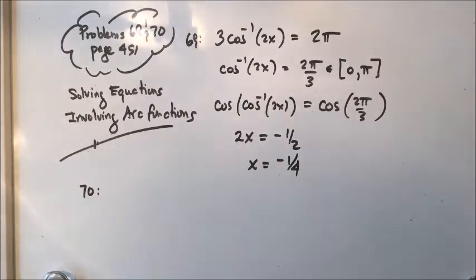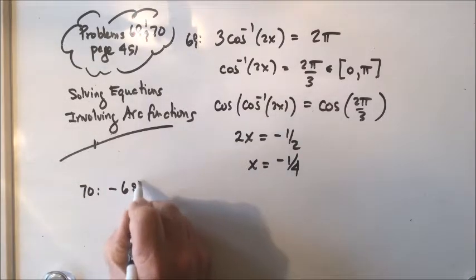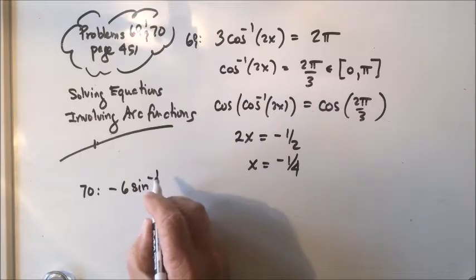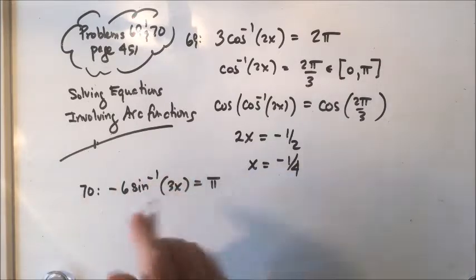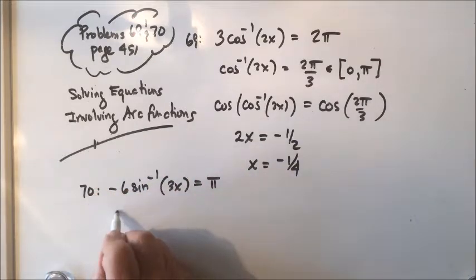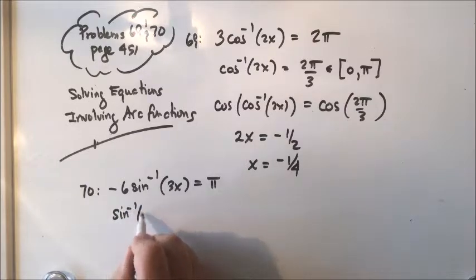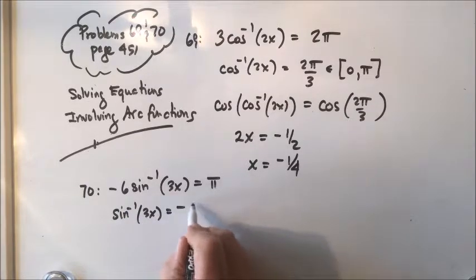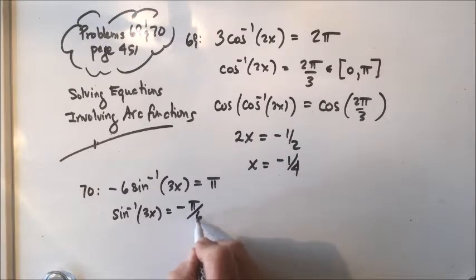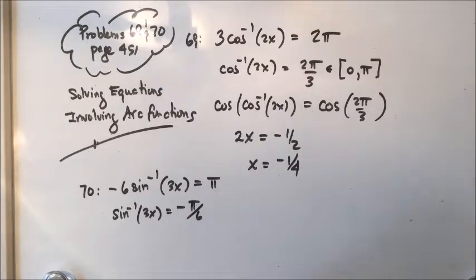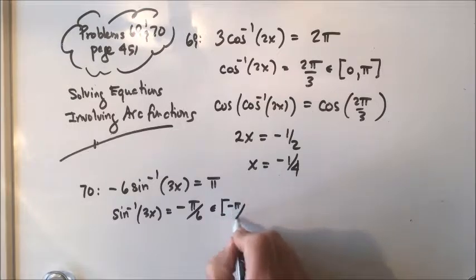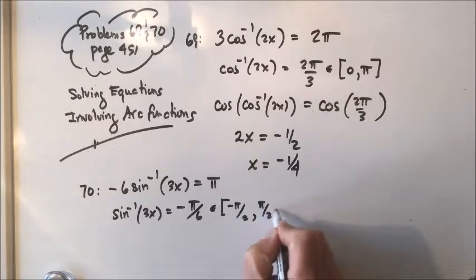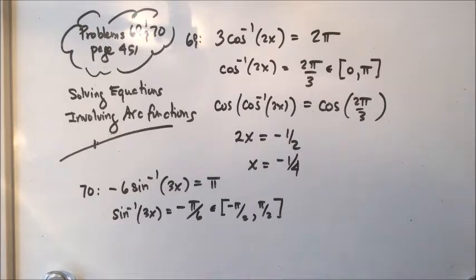Same type of problem. This is minus 6 arc sine of 3x is equal to pi. I'm going to dash ahead. I'm going to divide both sides by minus 6. I'm going to get the arc sine of 3x is equal to minus 30 degrees, or minus pi over 6. I'm going to take the sine of both sides, and I'm going to happily note that minus pi over 6 falls in the restricted domain of the sine. It falls right between minus pi over 2 and pi over 2.